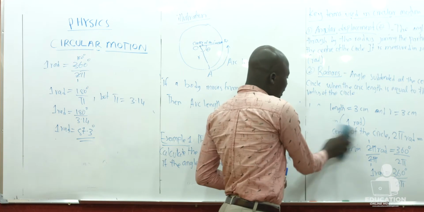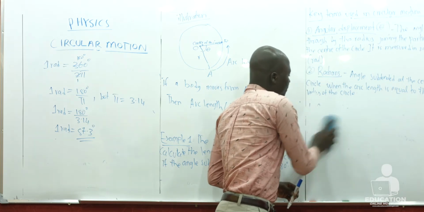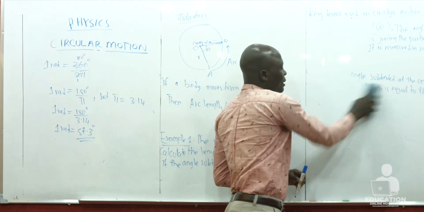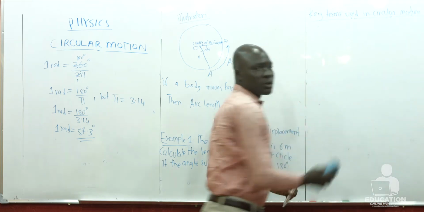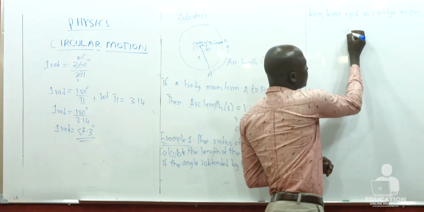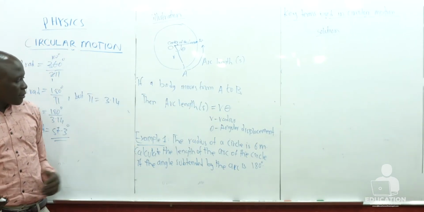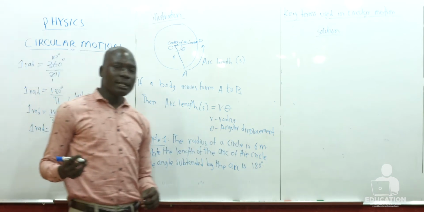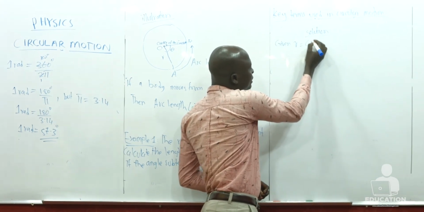So now how do we get the arc length? Just from the formula that we have given, we said arc length is given by radius times the angular displacement, and the angular displacement is the angle that is swept through. So now in our solution, we need to read through the question. We find out what is given in the question. The radius is given, so r is equal to 6 meters.